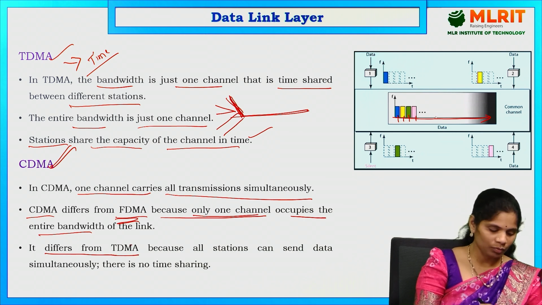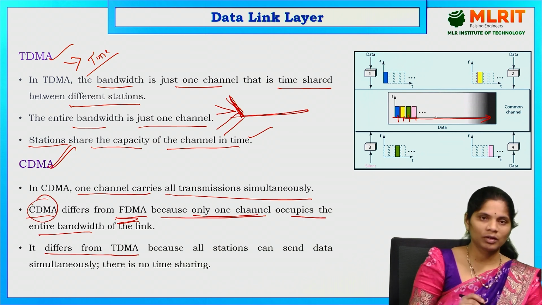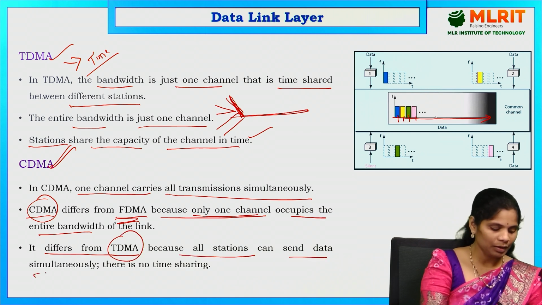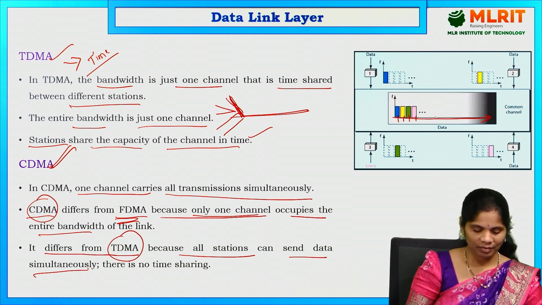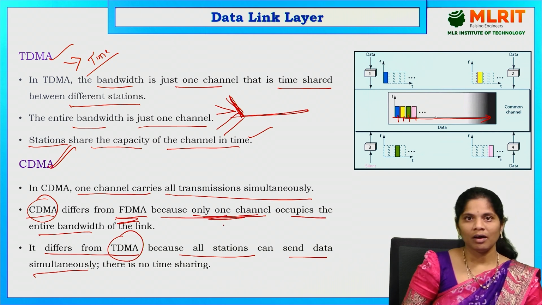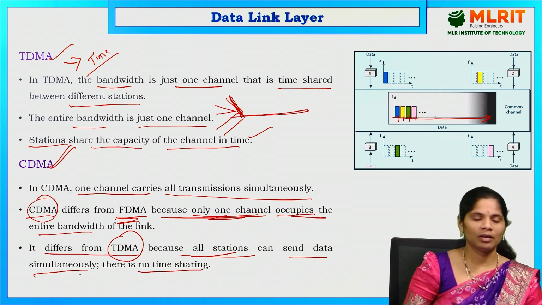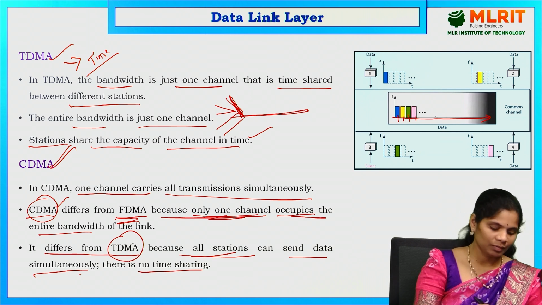And how is it different from TDMA, time division multiple access? CDMA differs from TDMA because all the stations can send the data simultaneously. Only one channel occupies the entire bandwidth, and all stations can send data simultaneously. Means there is no time sharing. Here in CDMA there is no time sharing. That's why CDMA is different from TDMA.